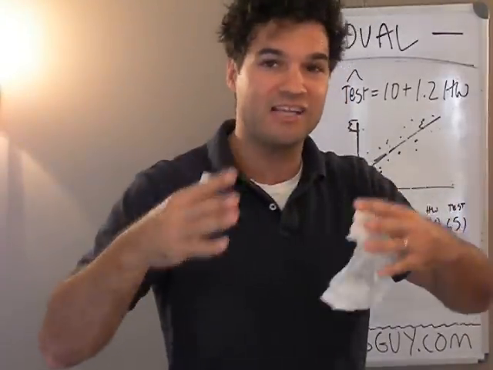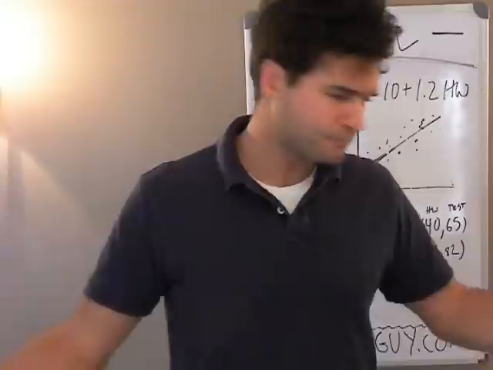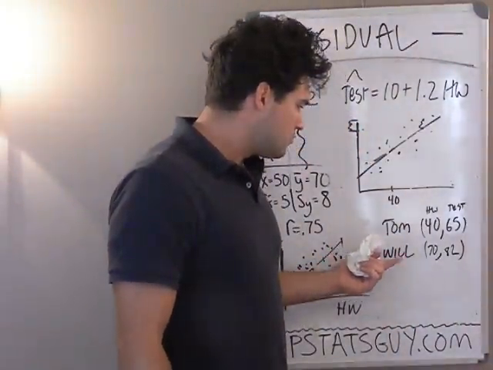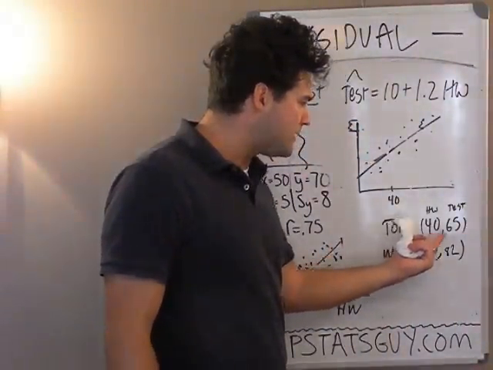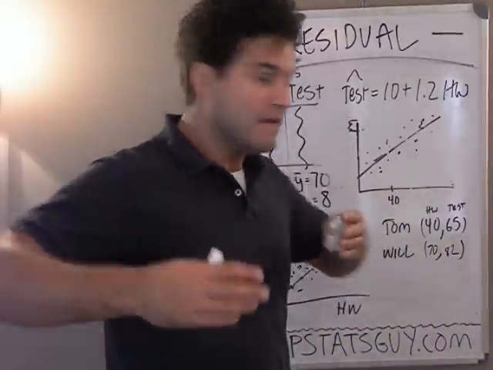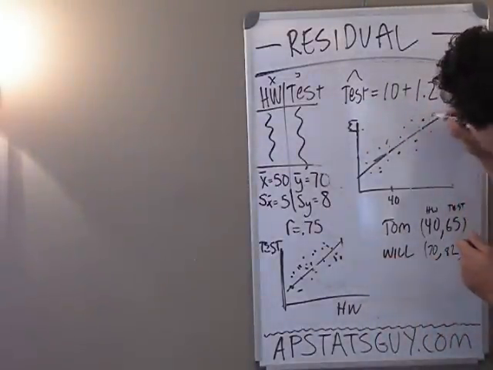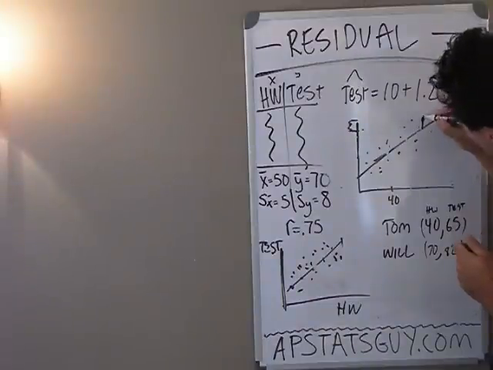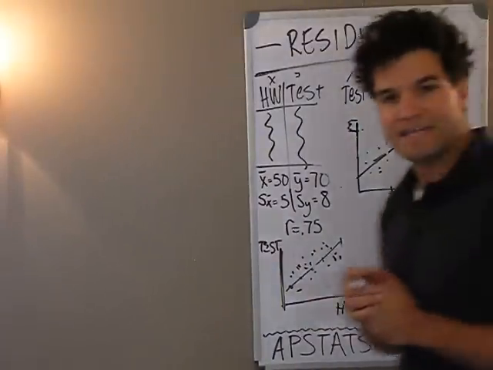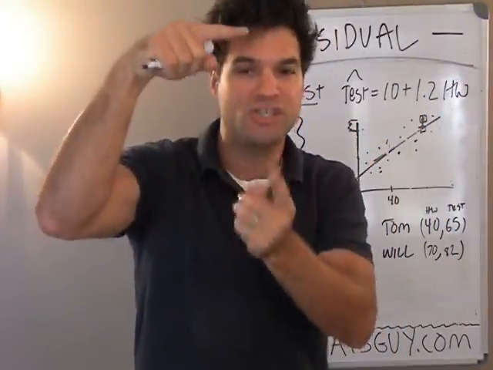So we're going to calculate some residuals, and then we're going to use a residual to actually find an actual point. We've got a couple of people here, Tom and Will. Tom had a homework average of 40 and a test average of 65. Let's find his residual. Remember, we're talking about this distance. What this distance really is: what did he actually get, and what did the model predict? That difference between what actually happened and what the model said was going to happen is the residual.